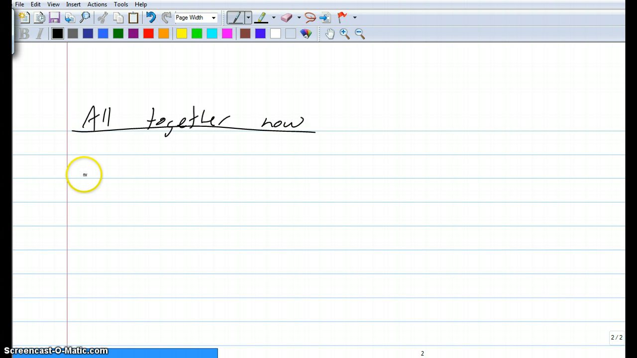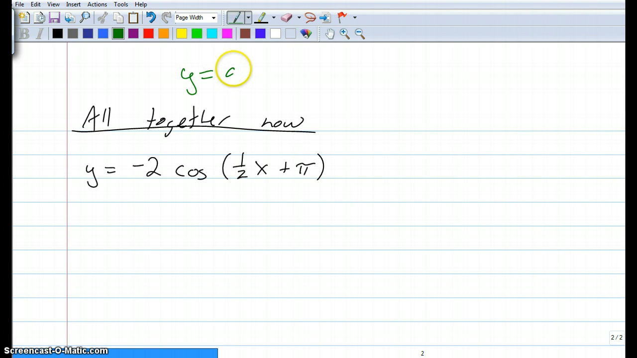Let's go with how nasty I want to make it. We're going to do this one. y equals -2 cosine, parentheses, 1/2 x plus pi, just like that. Now, if you recall from the front, the general equation y equals a times sine or cosine. Well, in fact, for this case, let's go with cosine. a times the cosine of b, then parentheses, x minus c, plus d.